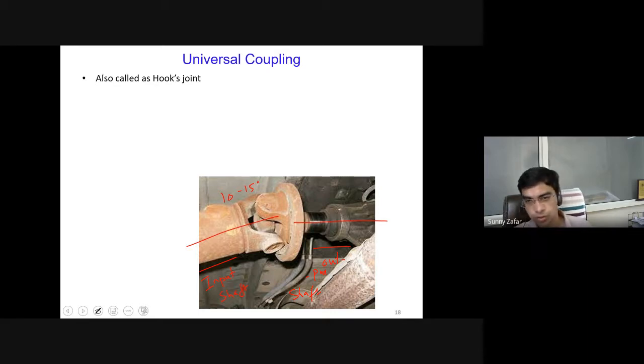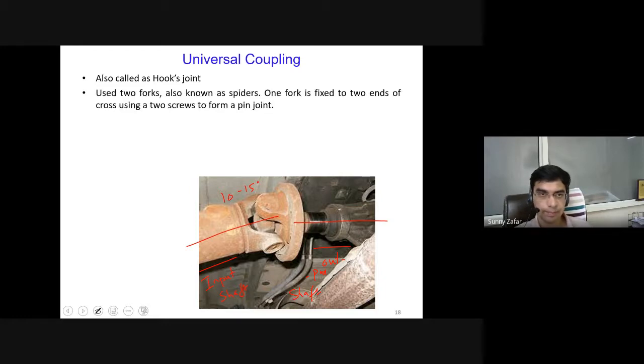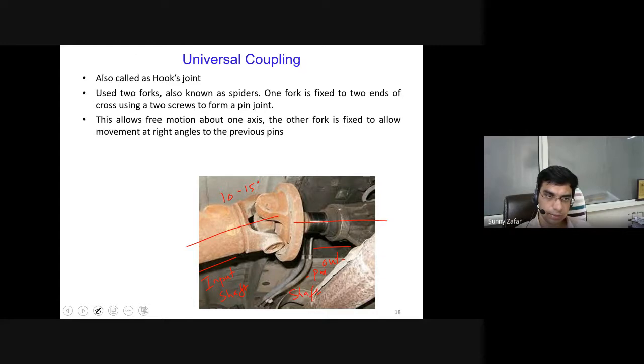This is also known as Hooke's joint. So if the question comes to draw the Hooke's joint, it is the same as the universal coupling. In this case, there are two forks, and which are known as the spiders, and one fork is fixed to both the ends of the cross using the screws to form a pin joint. I will discuss in the next slide how this works.